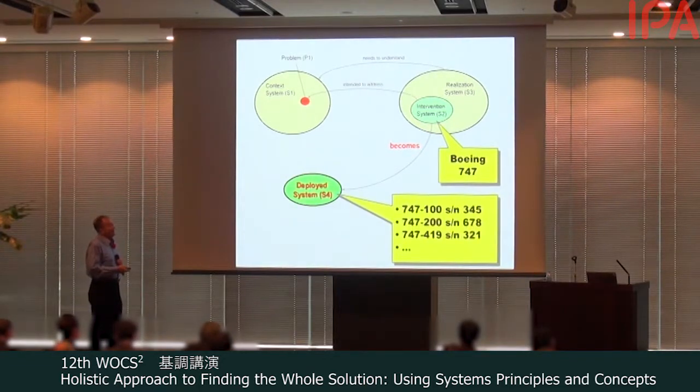But when they deploy that into the context, it comes out in various model variations for different contexts. There may be a Dash 100 for the North American market, maybe the Dash 200 for the European market, because each of those contexts might have different regulations, different needs, different operational parameters, and so on.